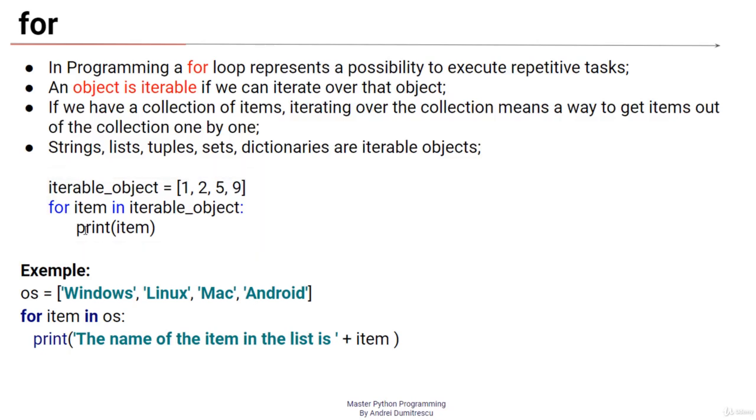Each line of code below the for statement that uses the same level of indentation belongs to the for block. Then one by one, item takes a value from my collection, from my iterable object, and inside the for block of code, I have access to that value. In this example, this code will print the elements of the list one by one.